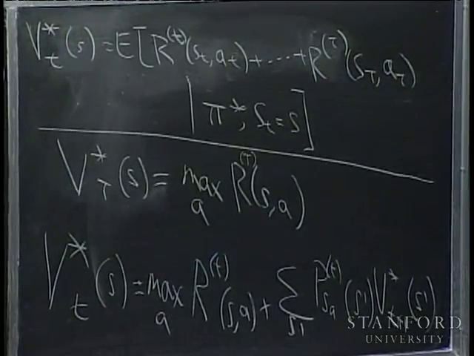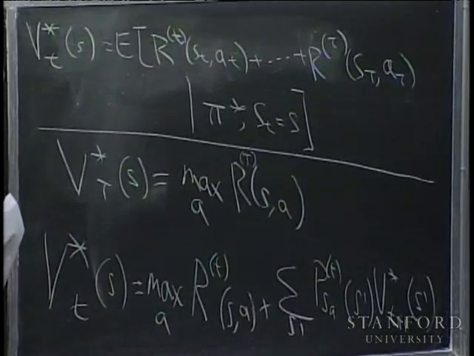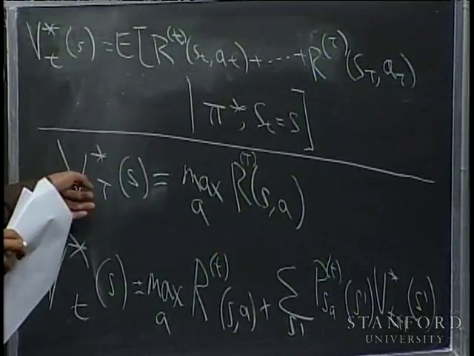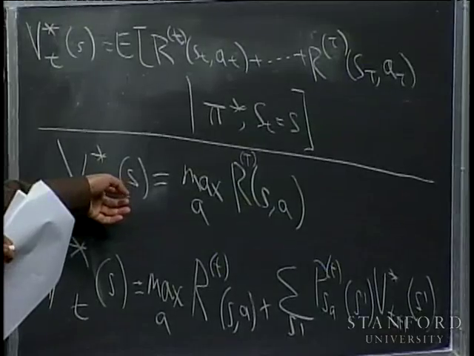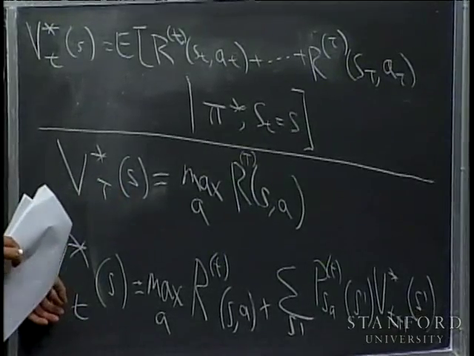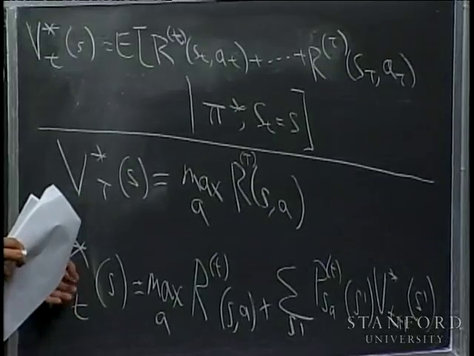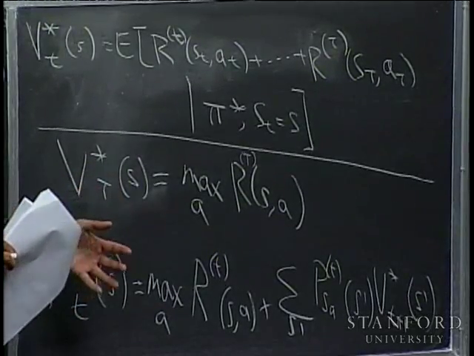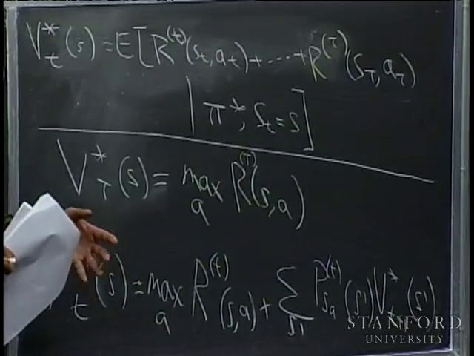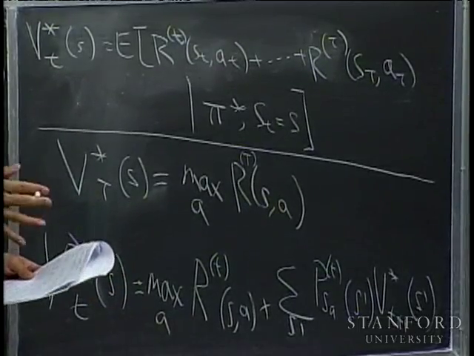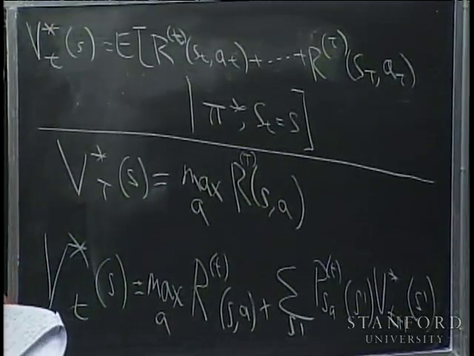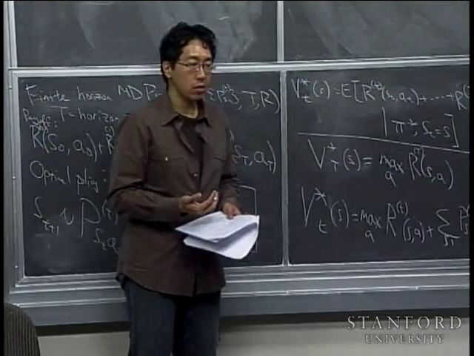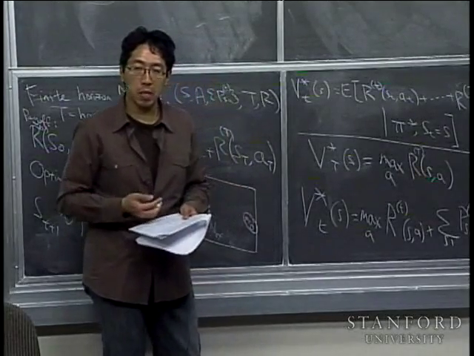And so in the case of finite horizon MDP, this actually gives us a very nice dynamic programming algorithm in which you can start off by computing V star of T, and then you use this backward recursion to compute V star of capital T minus 1, capital T minus 2, and so on. You recurse backwards until you've computed V star for all of your time steps.